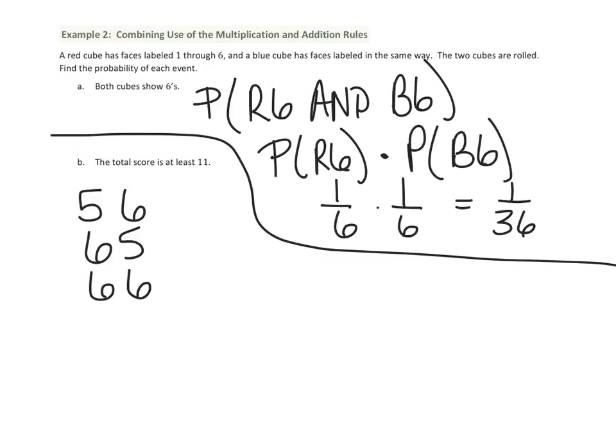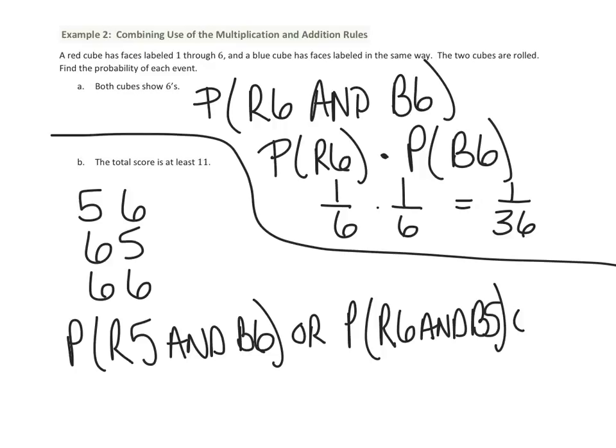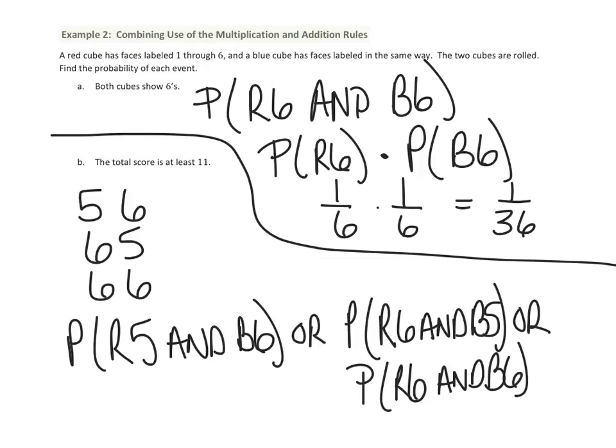I could get the probability of the red being a 5 and the blue being a 6, or I could get the probability of the red being a 6 and the blue being a 5, or I could get the probability of the red being a 6 and the blue being a 6. Do you see how from this little detail here, we've got an "and" and an "or" in here?